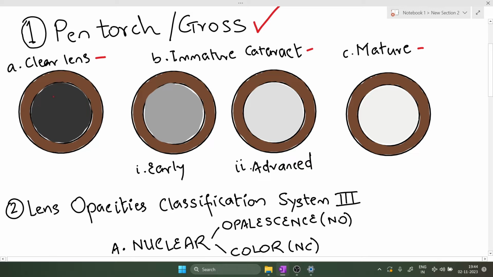Normally, when we see a clear lens, it is a very dark gray reflex that we get. Why do we not get a red glow, which we get from the fundal examination or when we're doing a retinal examination? That's because the light that we use in a pen torch is very diffuse. It is not focused enough to fall onto the retina. It undergoes scattering starting from the tear film, then the cornea, then the aqueous, then the lens itself, then the vitreous. So it has very little focused light reaching the retina. Hence, a clear lens is going to appear dark gray.